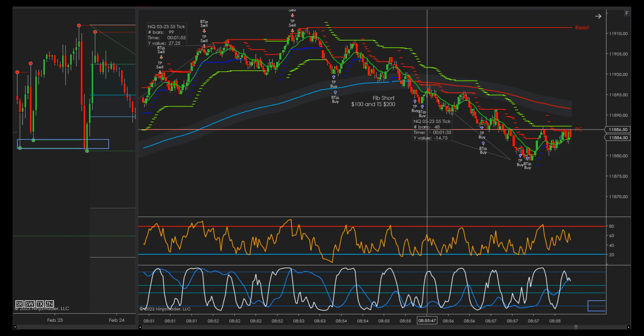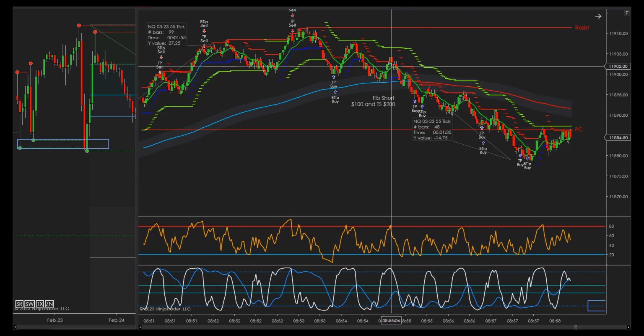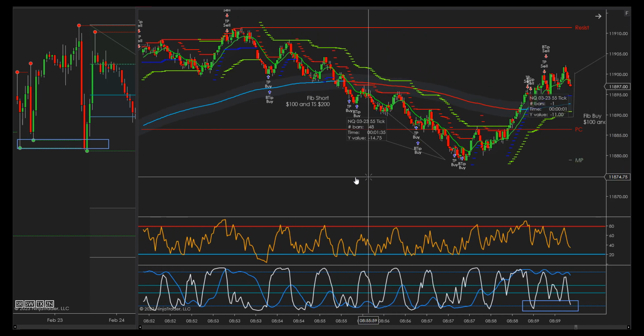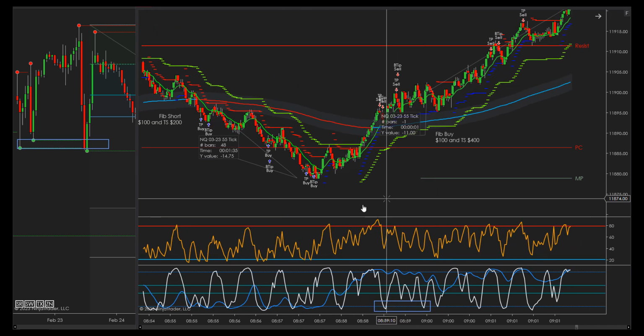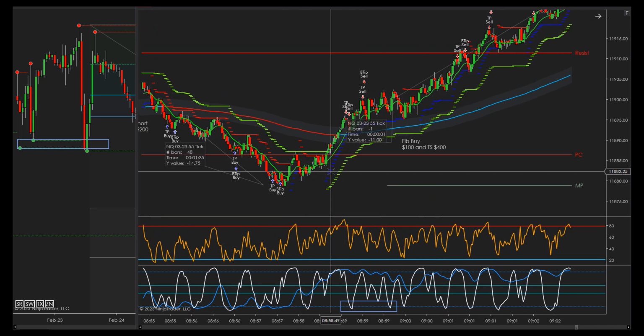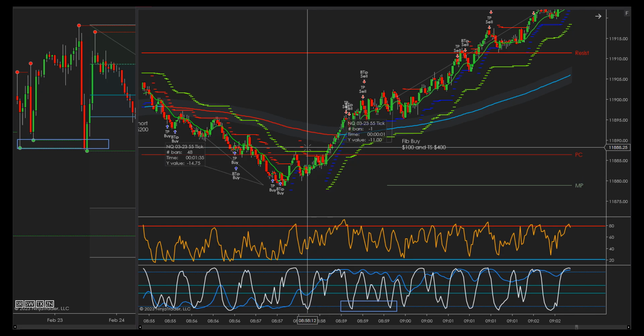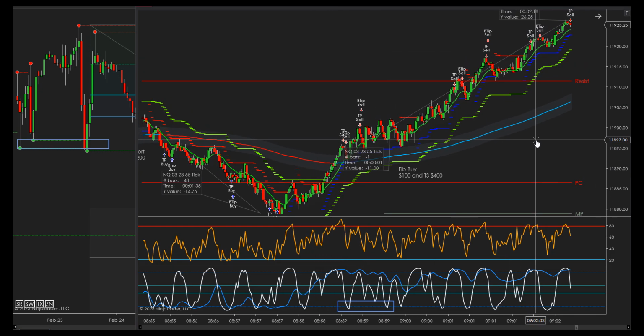Okay, rolled back over. Right here, we had another FIB short. We did plus 100, plus 200. And then another one. Now you can see the market. This is about 8:45 a.m. That first 15 minutes of volatility has shaken out, and now we're starting to get some better follow through in the direction of our trades.